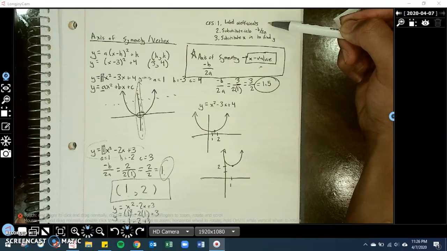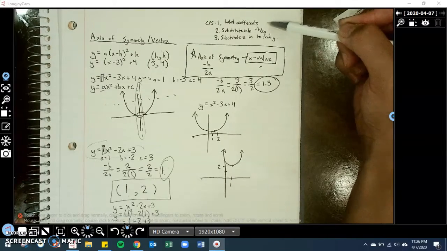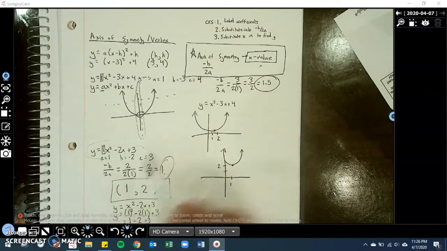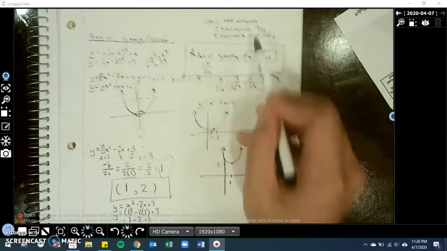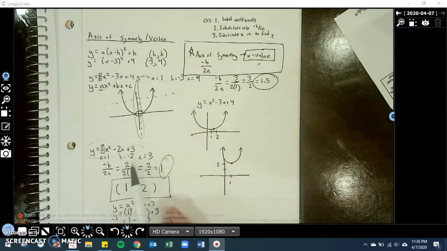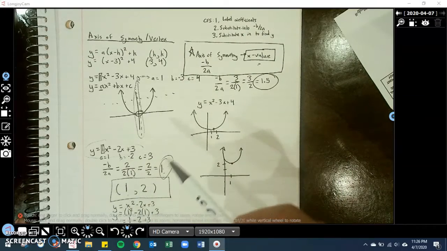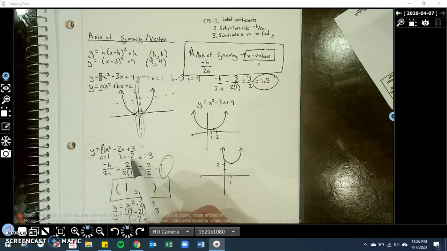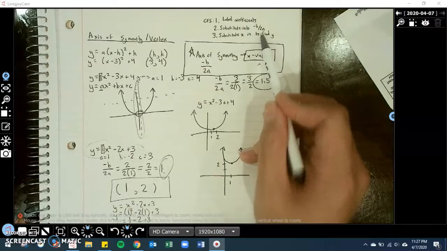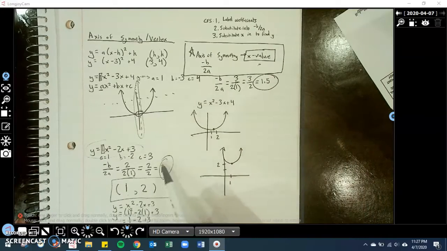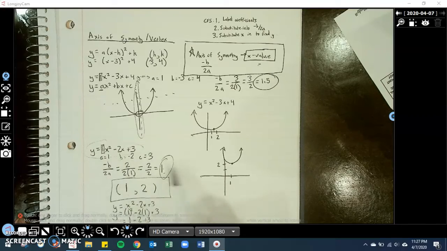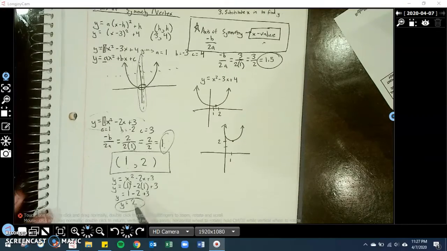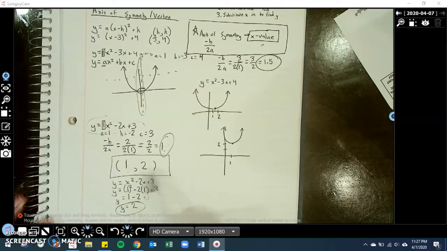I'm going to highlight my CFS one more time. We're going to first label our coefficients. That's where I wrote A, B, and C. We're then going to substitute into negative b over 2a. Remember, negative b means whatever you get for b, you have to change or flip the sign. Here I had negative 2. Notice that changes to positive 2. Okay? And then once you find that, you will get the x value, and we can substitute that x value back into our original equation to find y. And once we find y, we know our vertex, okay?